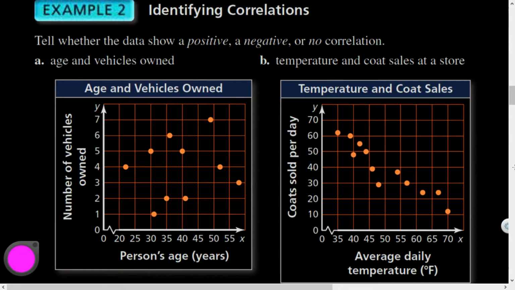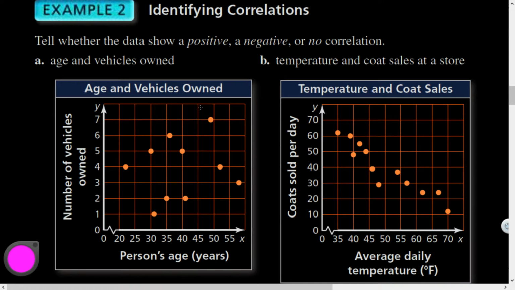All right. It says, tell whether the data shows a positive, negative, or no correlation. So let's see, age and vehicles owned. So here's a person's age and the number of vehicles they own. This is a person that's 22 years old and currently owns 4 cars. I'm not sure exactly what that means. This is a weird graph. Here's a person that's 32 and owns 1 vehicle. Here's a person that's 30 and owns 5 or has owned 5. I guess I can't tell the tense of this, presently or past.